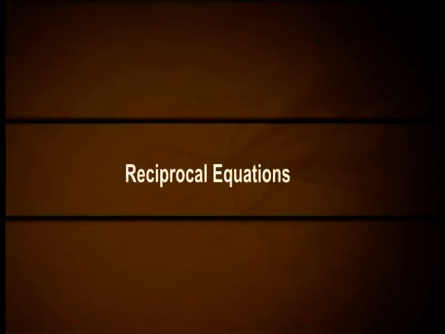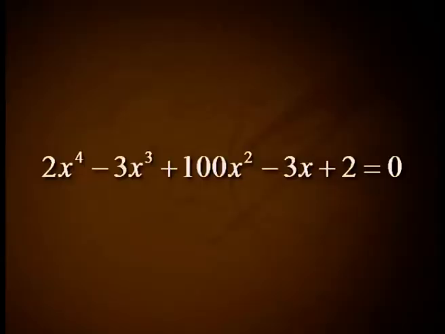Reciprocal equations. Definition. Reciprocal equation. If an equation remains unaltered when x is changed into its reciprocal, it is called a reciprocal equation. An example of a reciprocal equation is 2x raised to 4 minus 3x cube plus 100x square minus 3x plus 2 equal to 0.